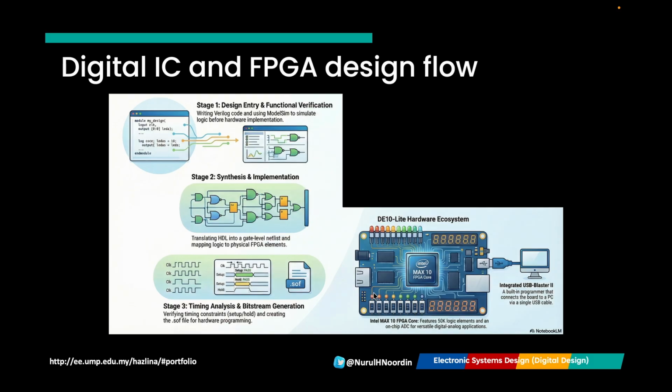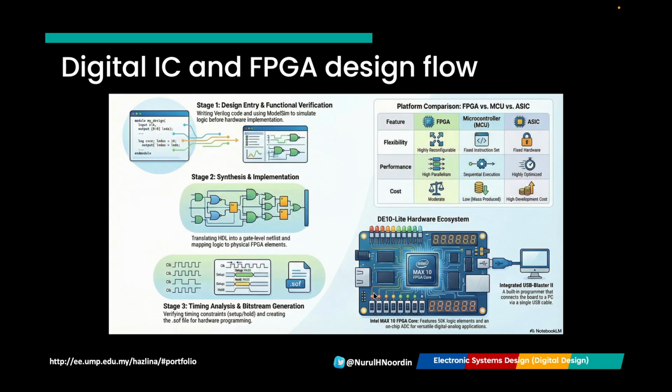In the next step, step number 6, FPGA programming and testing. The final step is to load the generated bitstream onto the physical FPGA, such as the DE10 Lite board, using a programming cable like a USB Blaster or JTAG interface. Once programmed, the design's real-world functionality can be verified. Engineers may also use real-time debugging tools, such as logic analyzers, to monitor internal signals and detect errors without needing to reprogram the entire device.